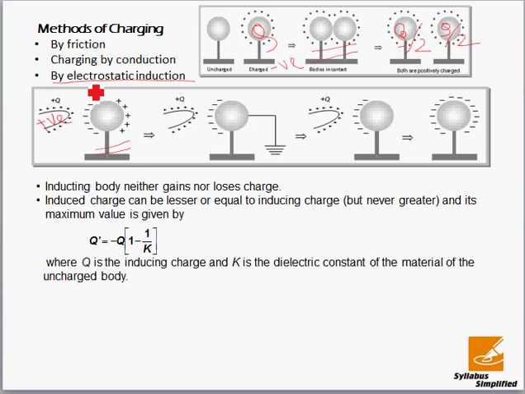Now what will happen? Due to Coulombic attraction, which we know that opposite charges attract each other, this positively charged rod will attract the free electrons in this body towards it, whereas the positive charges will be repelled in the other direction of the rod. So what will this positively charged rod do? It will attract the free electrons towards it, whereas the opposite side will become positively charged. So this is the opposite side which is positively charged, and the free electrons get attracted towards the rod.